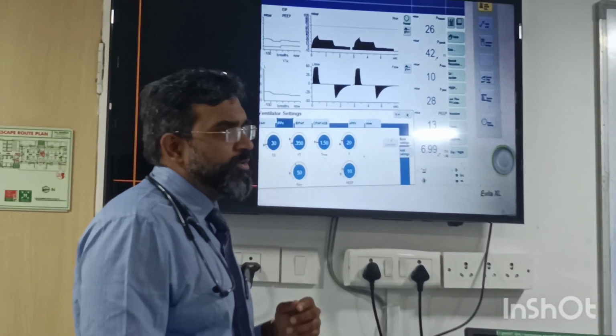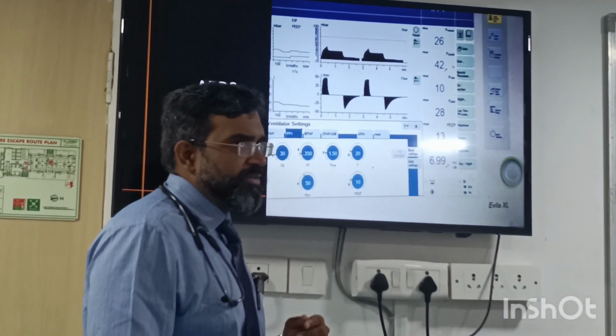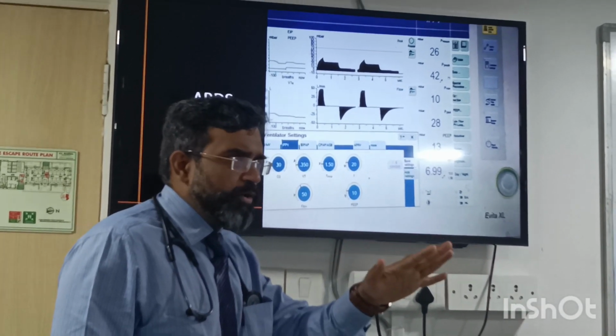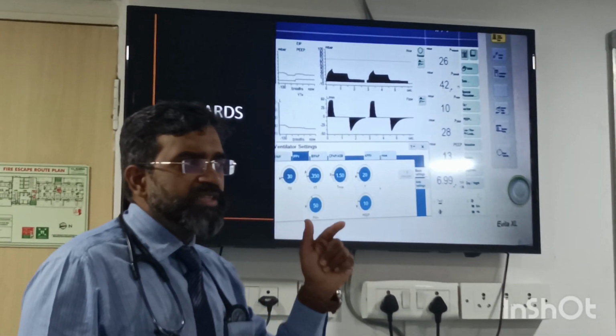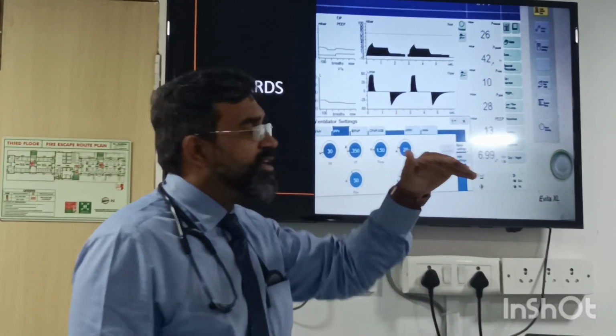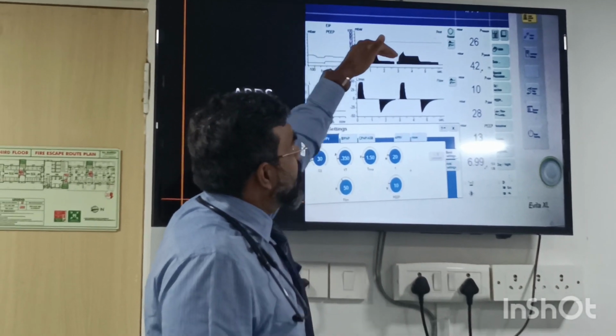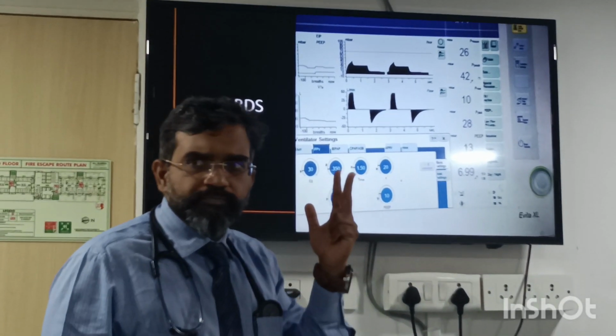Third thing, what I can do. So the first thing I said was tidal volume. Of course, I don't want to do that. The second thing I did was increase my PEEP. Since I am increasing my PEEP, my mean airway pressures are increasing. Since my PEEP is going higher and higher, more mean pressure is coming. Third thing, what I can do.